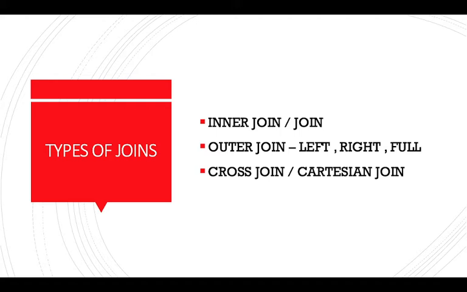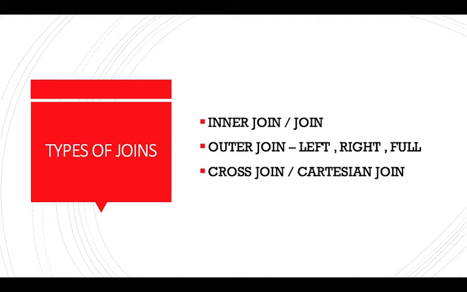All right. So if we divide in a broader category, there are three types of joins. First is inner join. You can also call it join, so it's like a synonym. Join and inner join are the same thing. Next we have outer join. In outer join we have three categories, that is left outer join, right outer join, and full outer join. And then the last one we have is cross join or Cartesian join.